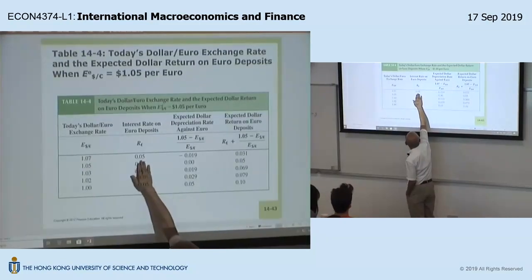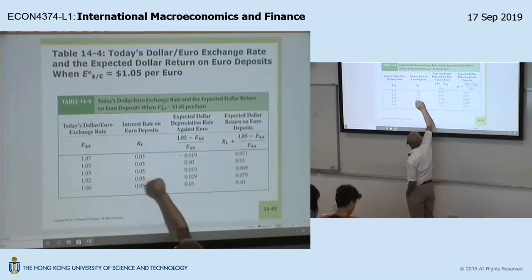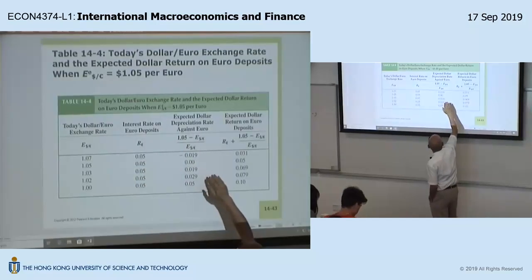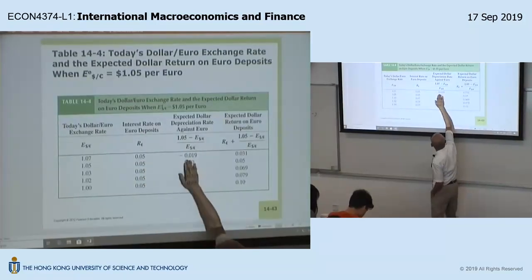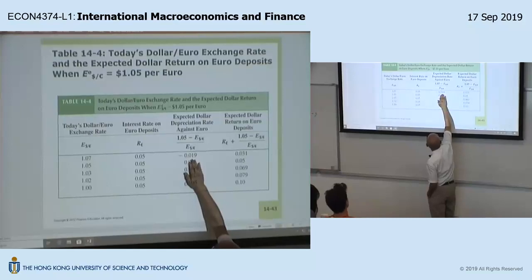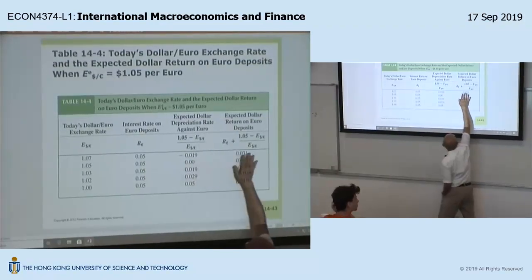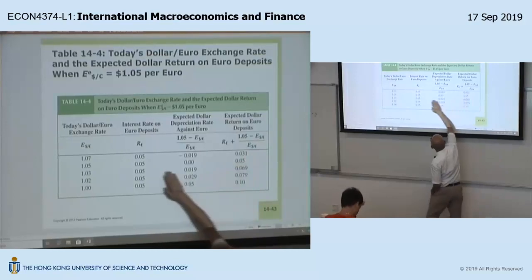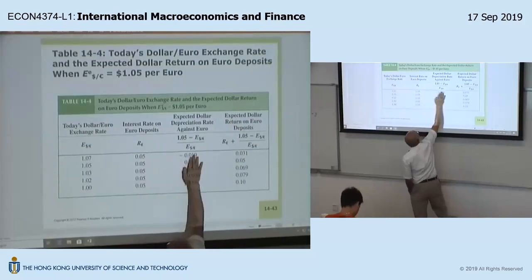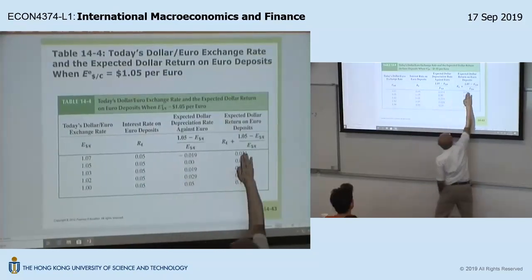And given that the euro interest rate is 5%, first of all, we calculate the expected dollar depreciation rate against the euro, which is negative. That means the dollar is expected to appreciate. So to calculate the expected dollar rate of return on euro deposit, you just add this with this. Okay, this plus this will give you this.